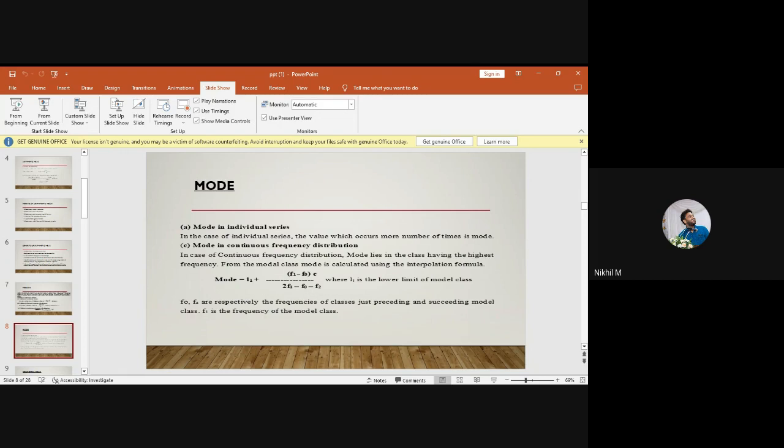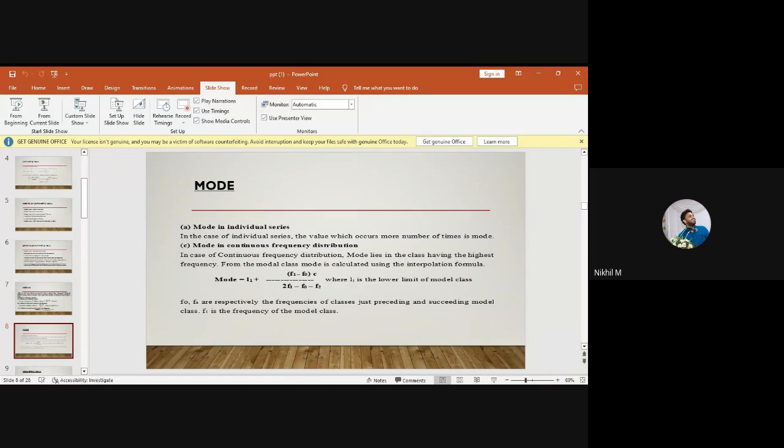Similarly, we can calculate it manually. Sometimes the mode cannot be found because the same numbers are repeated equally. In that case the mode is ill-defined, and this is pointed out in the individual series.